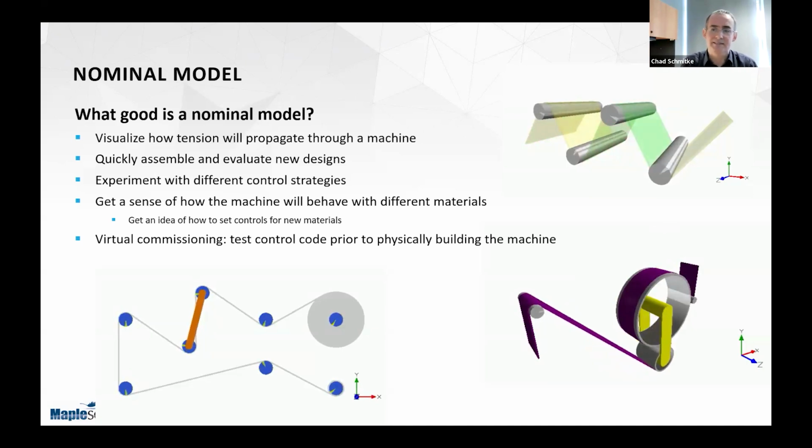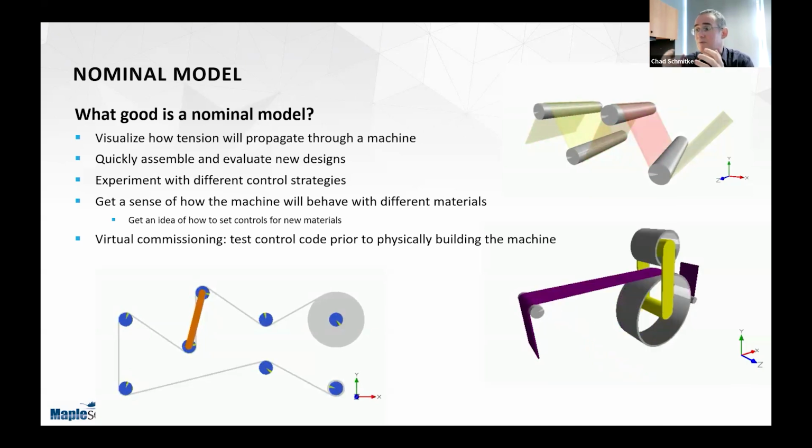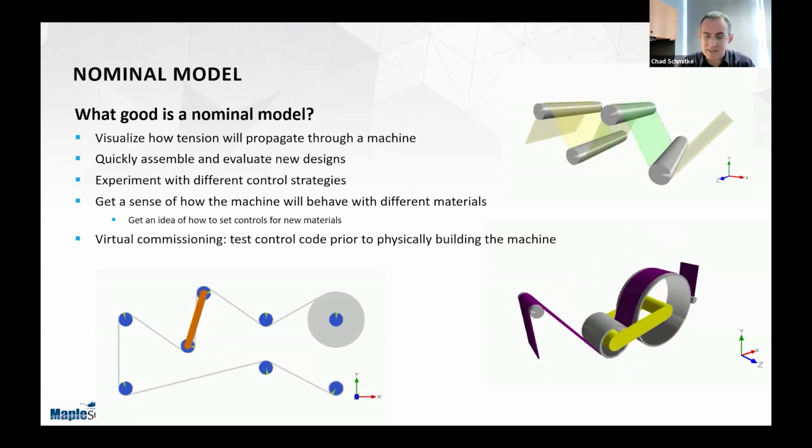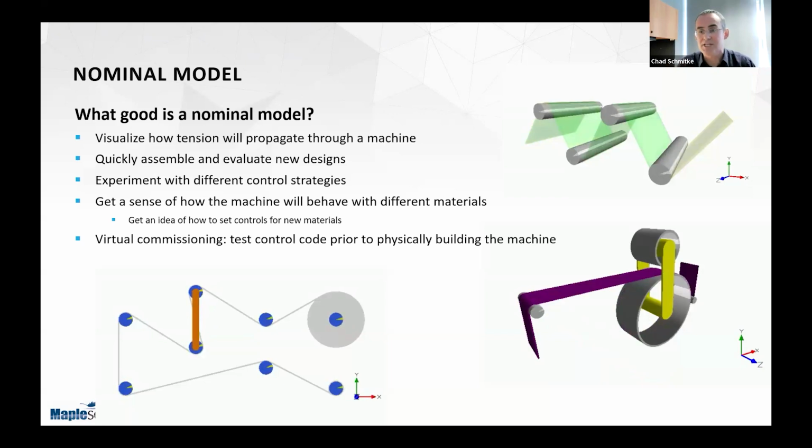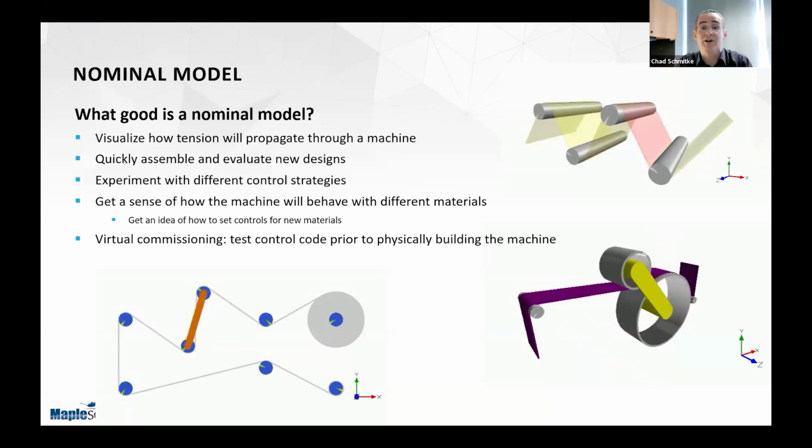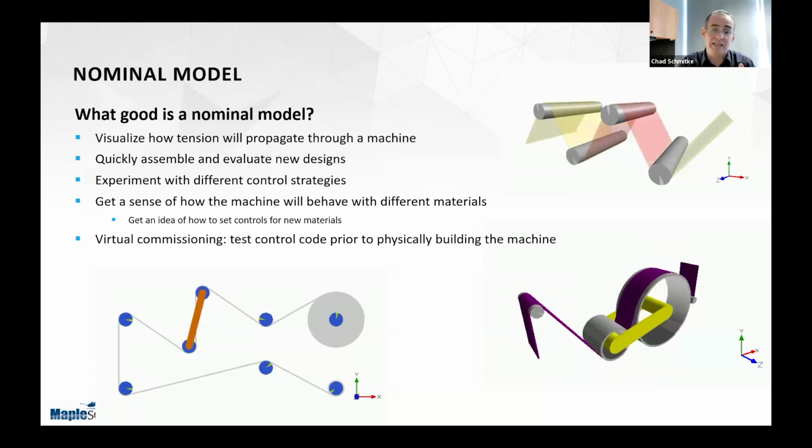You can start to get a sense of how things will operate with different materials. We have customers who ship out machines, or have machines on their side that they're constantly running new materials through, and they want to get an idea of how that machine will behave. This allows you to do some quick exploration with very little change, without having to run on an actual machine. And then finally, there's the virtual commissioning side.